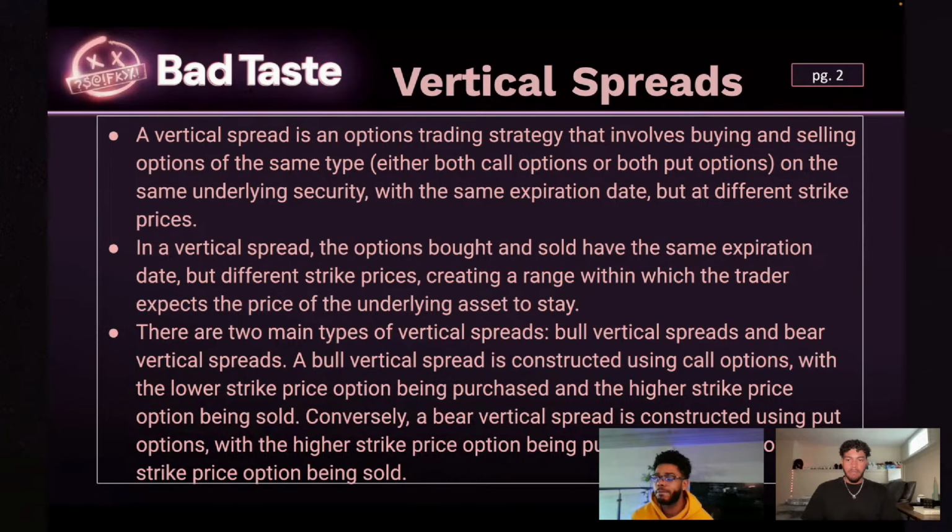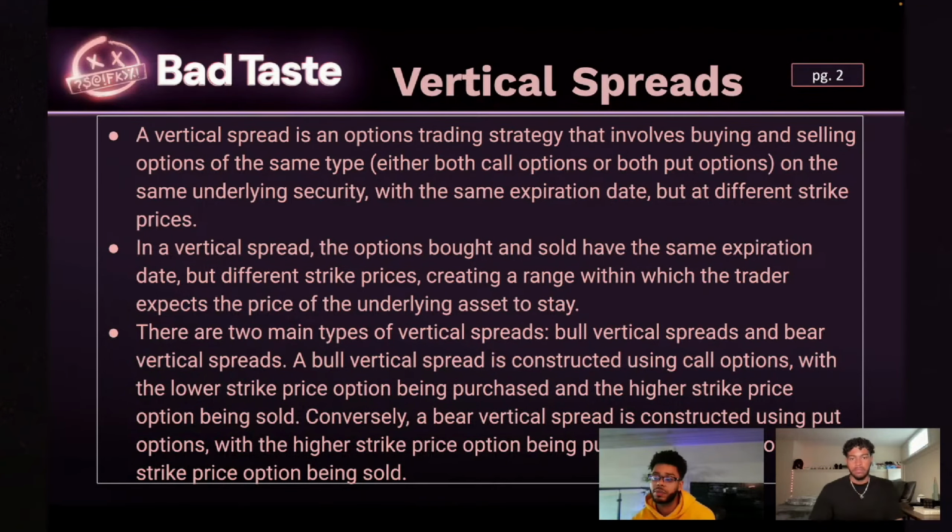So again, a vertical spread is where you trade two options on the same underlying with the same expiration date, but the only difference is you're selling one and buying one at a different strike price. So in a vertical spread, the option bought and sold have the same expiration date but different strike prices, creating a range within which the trader expects the price of the underlying asset to stay. So it's a very directional trade.